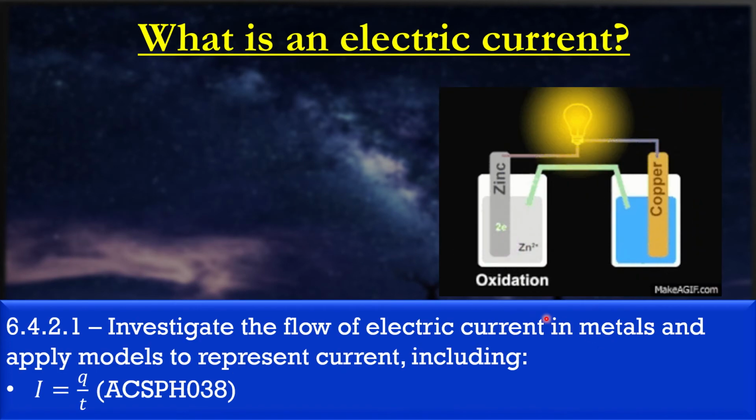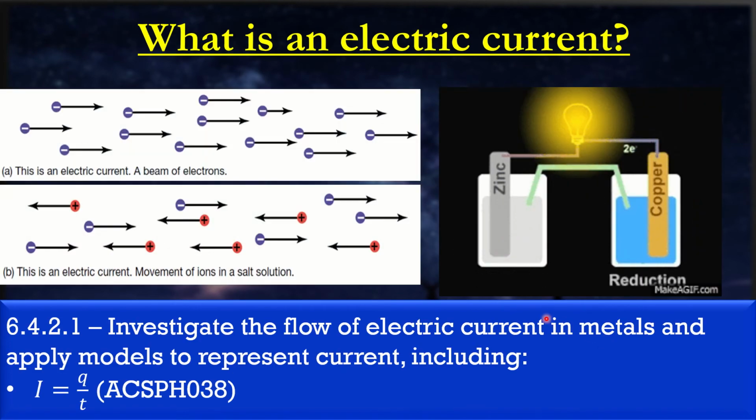Alright, so the first thing we need to talk about is what is electric current. Now, in the syllabus dot point, it also wants you to investigate the flow of electric current in metals and also apply models to represent current. So that's what we're going to try and do. Firstly, let's explain what is an electric current.